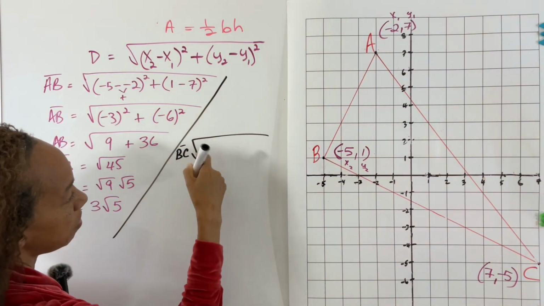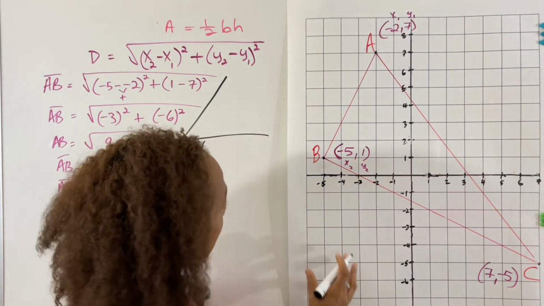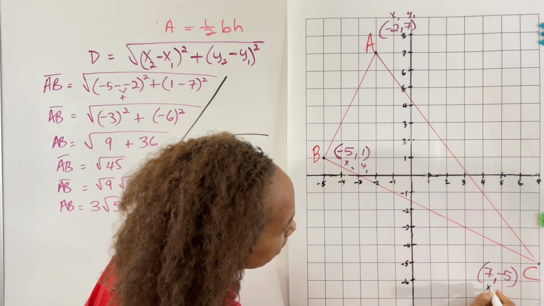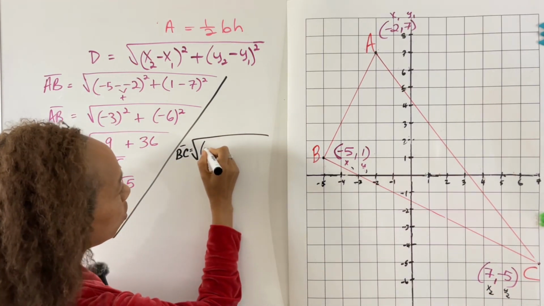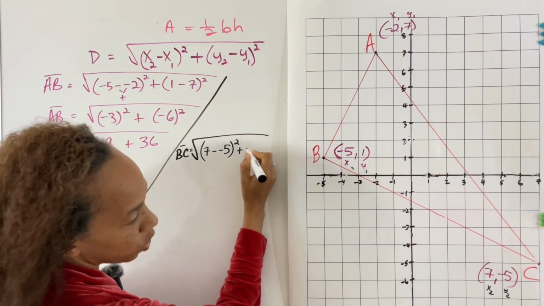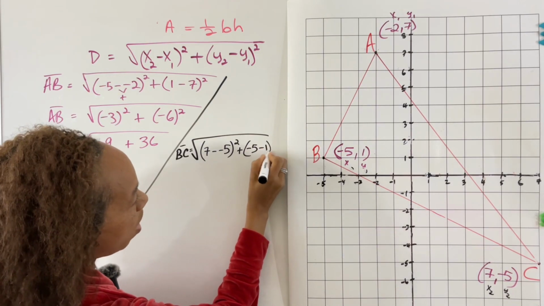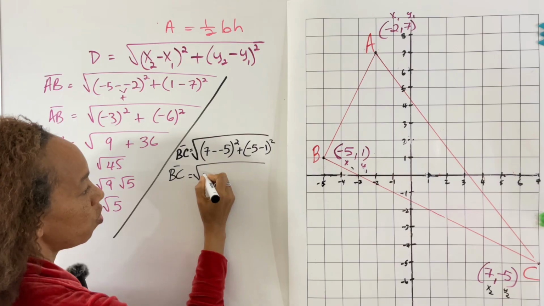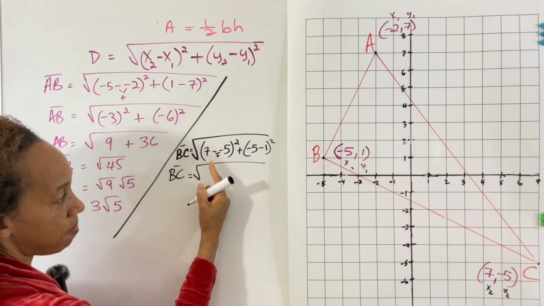And the formula is here. I'm not going to rewrite everything, I'm just going to plug in my coordinates. Because I'm finding BC, I'm going to make this x1 and y1, and I'm going to make this x2 and y2. You just have to be careful there. So x2 is 7 minus -5, raised to the second power, and y2 is -5 minus 1, raised to the second power. So BC is going to be the square root of, this is going to be a plus sign, okay, two negative signs side by side is going to be a plus sign.